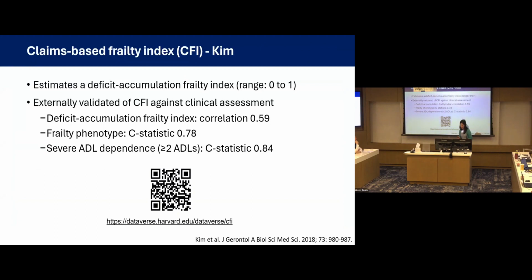So everything that I mentioned so far has been using NHATS and what I would call a survey-based approach, trying to approximate a clinical assessment of frailty that a provider would be able to do. But obviously that's not always available. And so one of the things that our group has done is develop a claims-based frailty index. This is entirely using Medicare claims data.